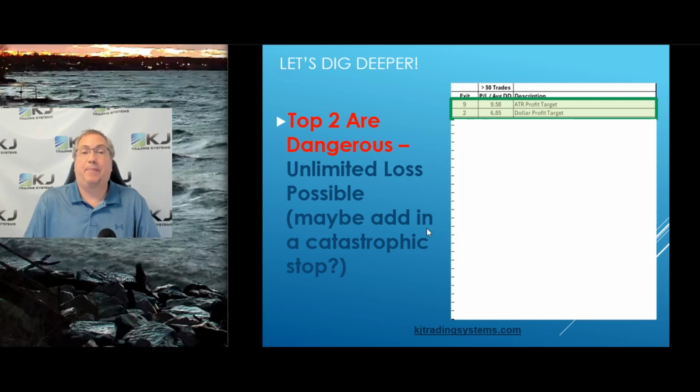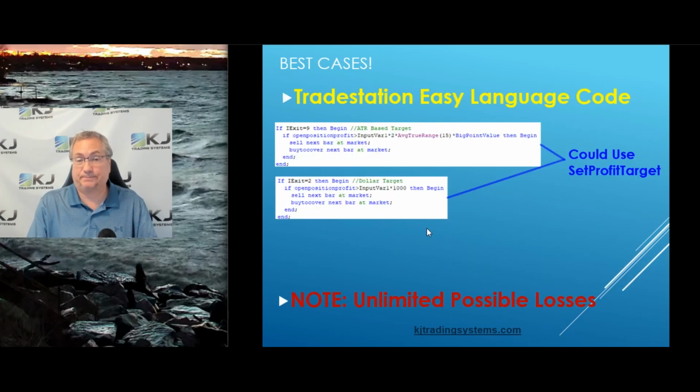But these are the exits that turned out to be the best, where you just aim for a profit target. Once you hit it, you get out, and then you wait for the next signal from your entry. Those were the best. Pretty interesting. But like I said, they could be dangerous by themselves. You might want to add a catastrophic stop loss, something big where, if everything goes wrong, you get out before your account gets blown up. You don't want that. But that's something for you to test.